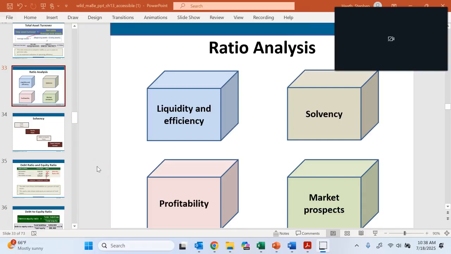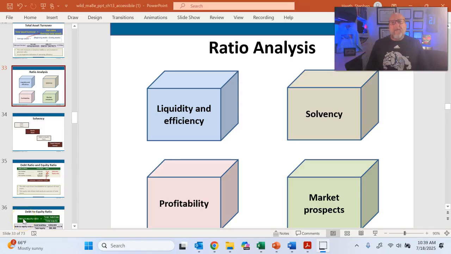All right, in this lecture, I am going to talk about the solvency ratios.